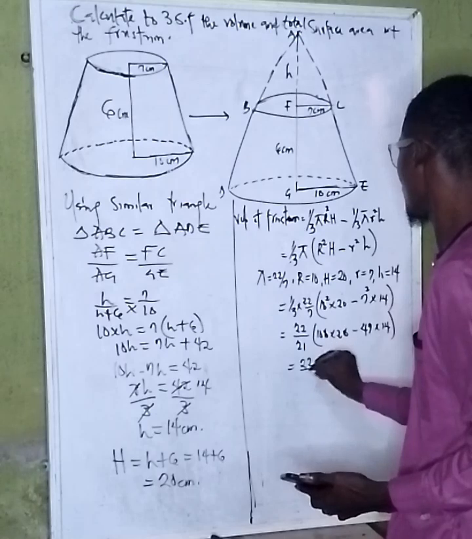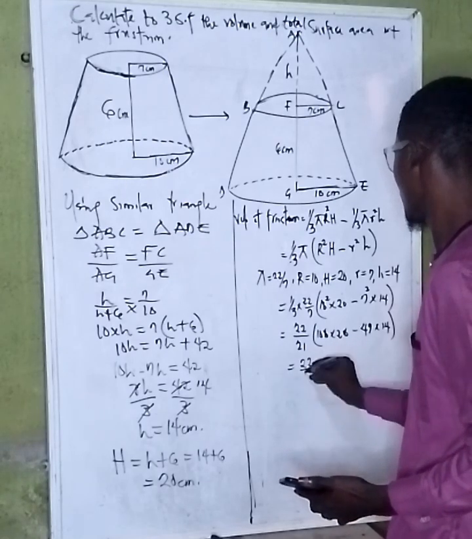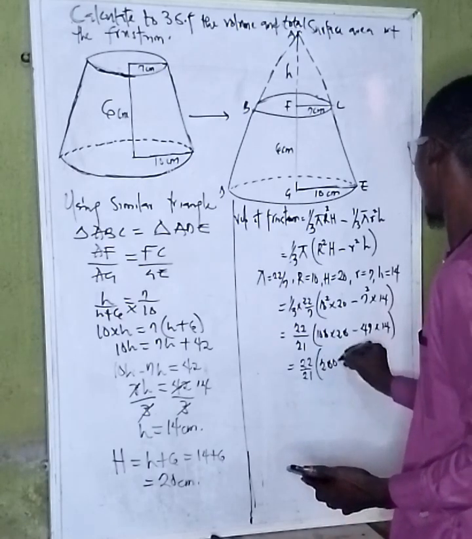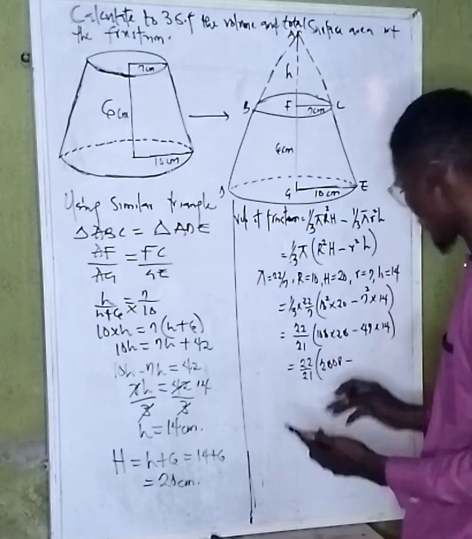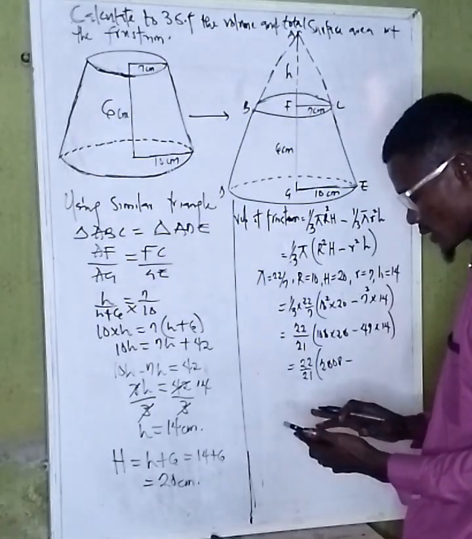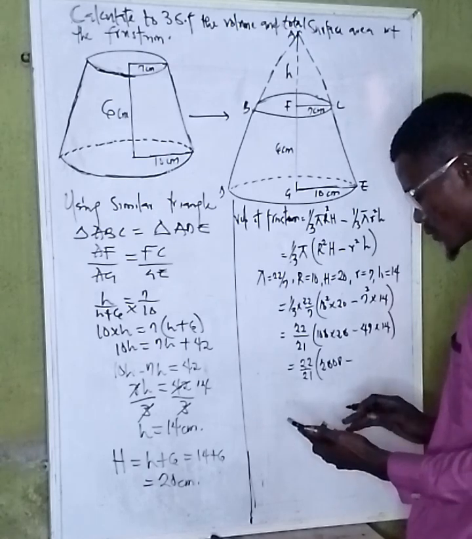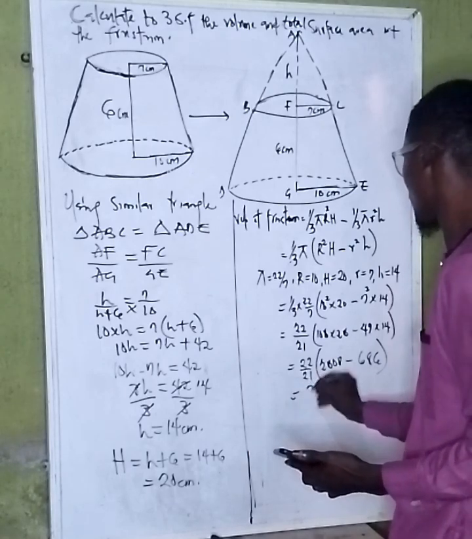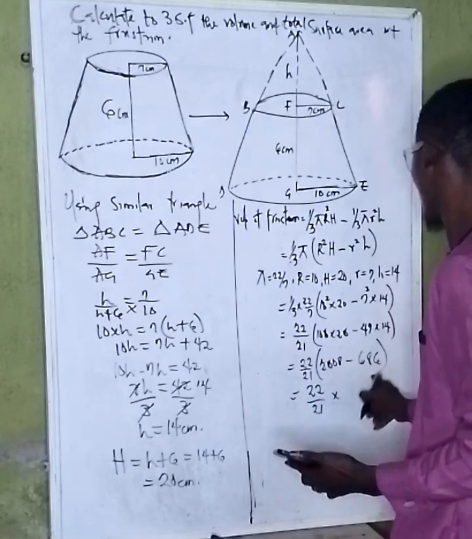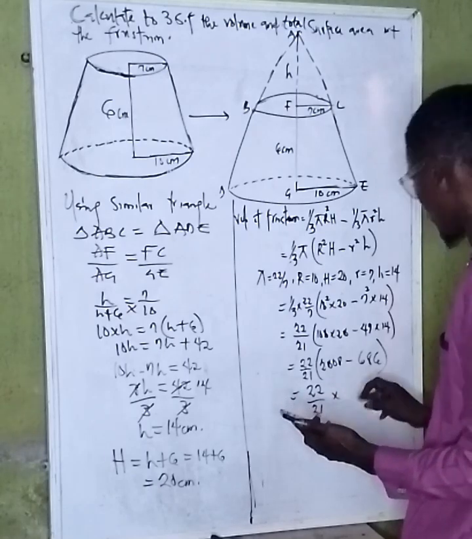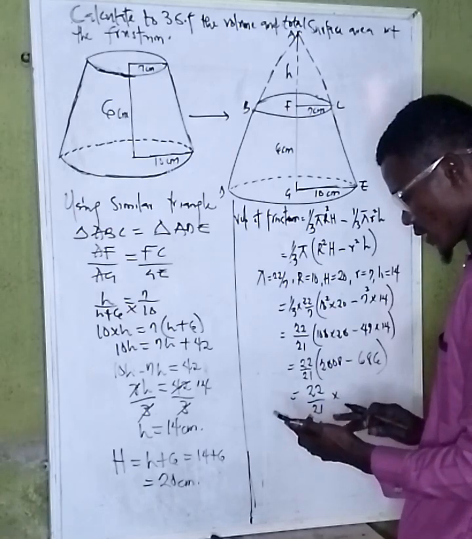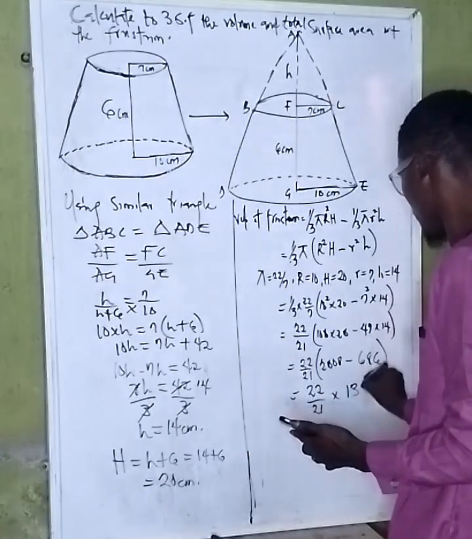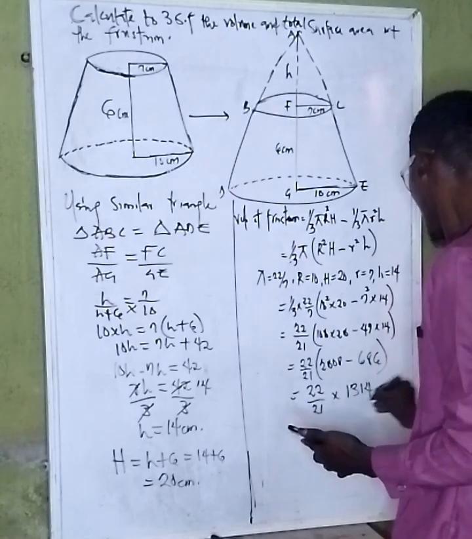So all right, now let's just go again. Meaning we have 22 over 21, into this one will give us 2000, minus 49 times 14, which will give us 686. All right, now let's subtract this from this, meaning that we'll be having 22 over 21 times, let's subtract this from 2000. All right, we'll be having 1314.